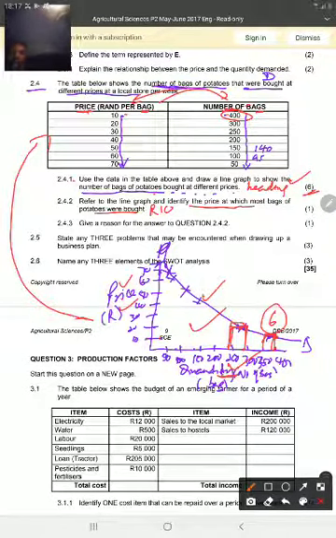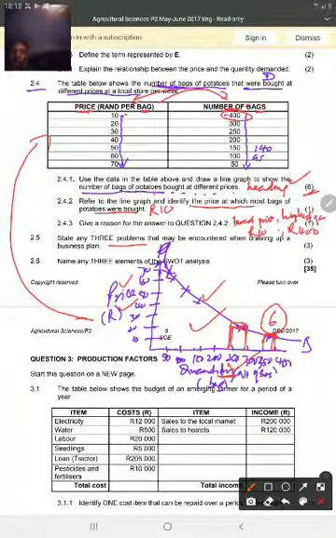Give a reason why. Because 10 rand is the lowest price, and therefore the highest quantity was bought. Highest quantity. Or at the price of 10 rand, 400 bags were bought. Or you can write the whole thing, even for 1 mark. You don't want to miss anything, okay? All right.